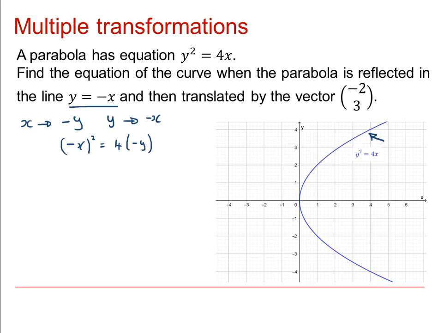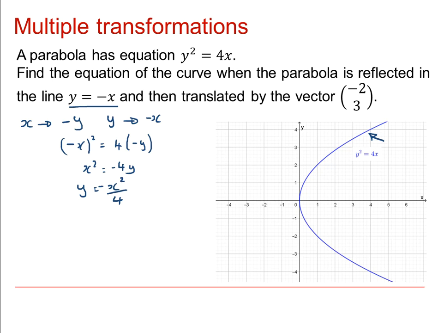So if we then rearrange that, we get x squared is minus 4y, or y is equal to minus of x squared over 4. So that then gives us the equation of the parabola when it has been reflected in the line y equals minus x.